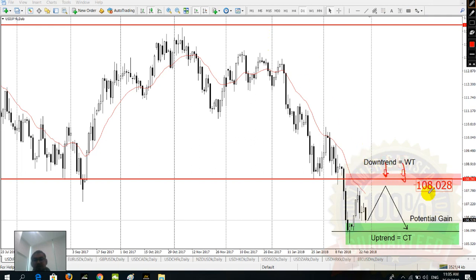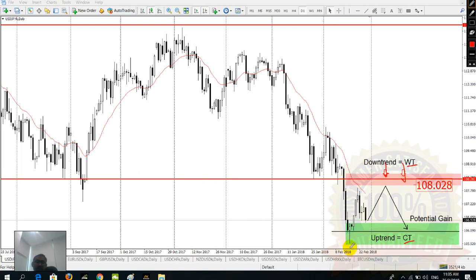So the 108 area is a very good selling area, and buying at this area where the 106 level is the counter trend, because I put CT for counter trend and WT for with the trend. So it's about a 200 pips range movement area. This is range trading, so you can start focusing on selling at the highest price and buying at the lowest price.